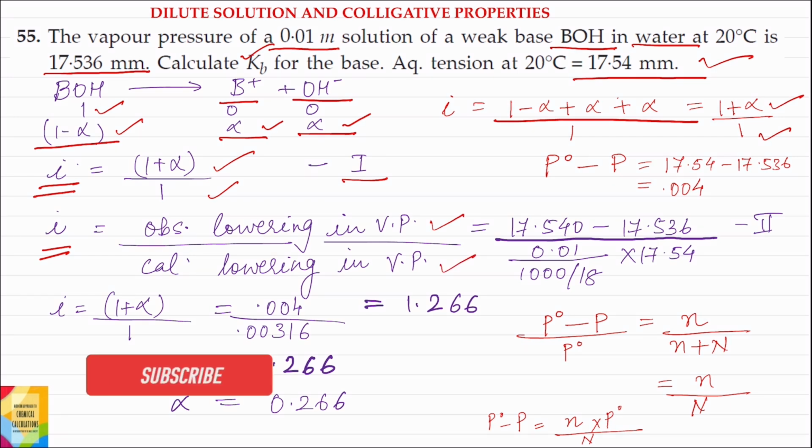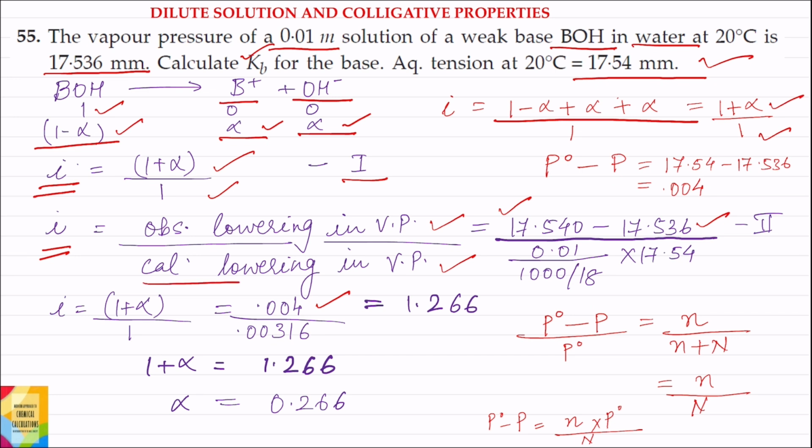Now the observed lowering in vapor pressure will be equal to the vapor pressure of the pure solvent, that is water, which is 17.540 millimeters of mercury, minus the vapor pressure of the solution, which is given as 17.536 millimeters of mercury, and its value is equal to 0.004 millimeters of mercury.